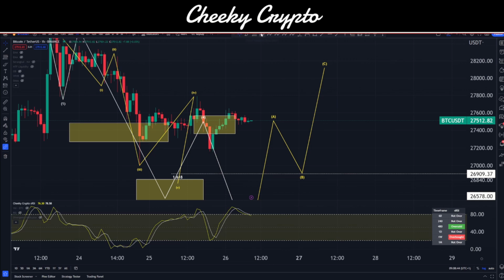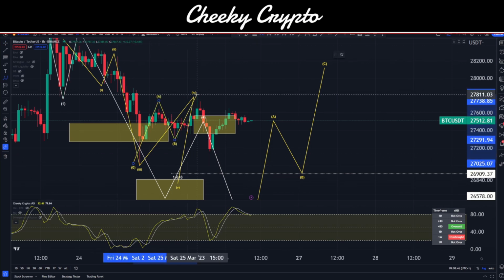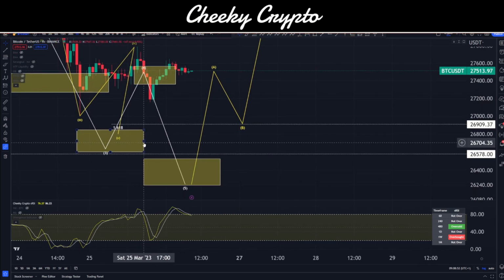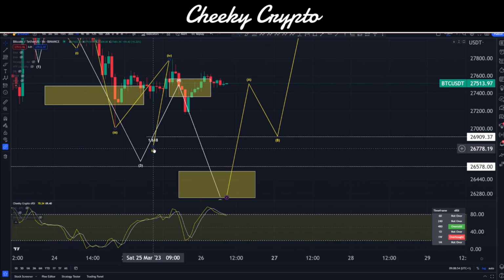Okay, and we have a 3-wave structure. 1, 2, and 3 like that, and A, B, and C, just like so. So we've completed our 4th wave up here, which means our 5th wave expectation does change a little bit. So let's go ahead and jump into that.